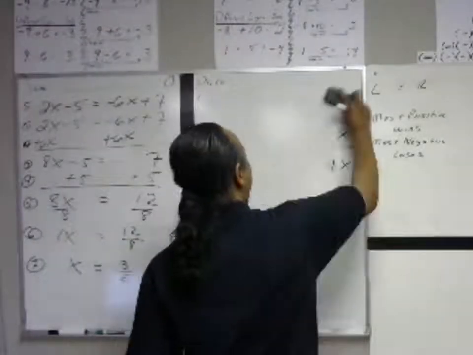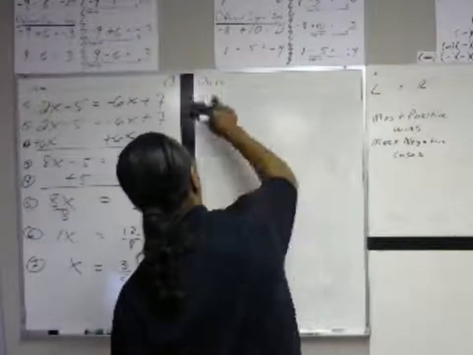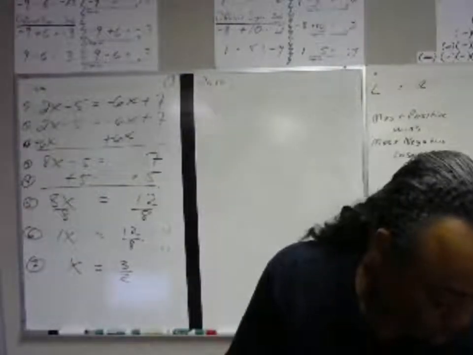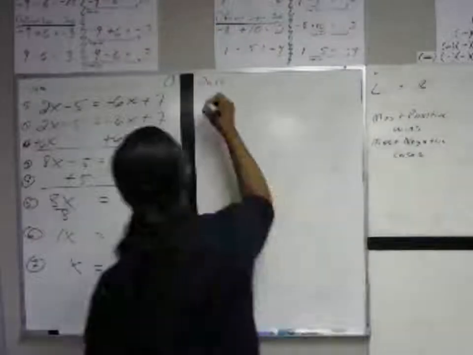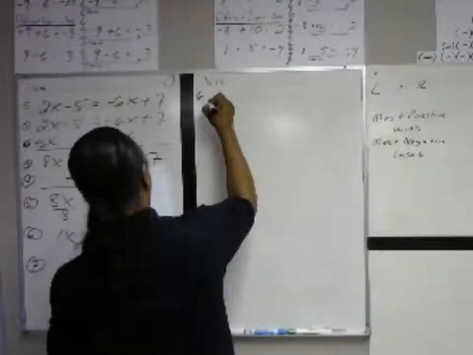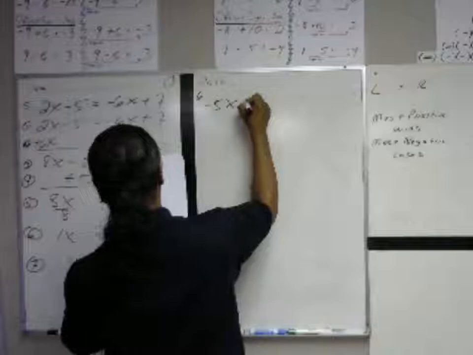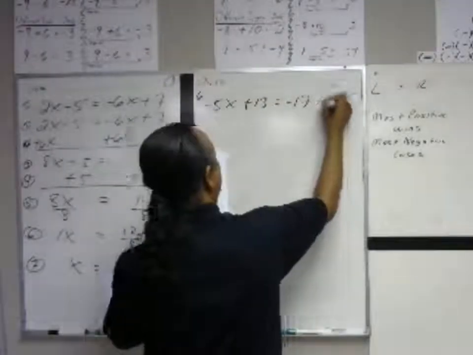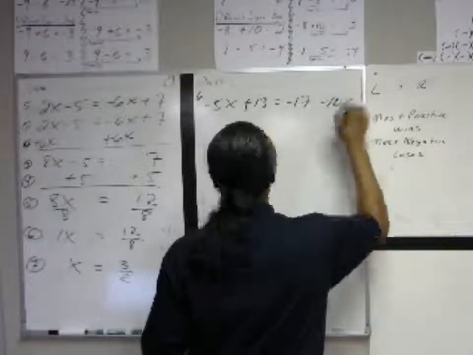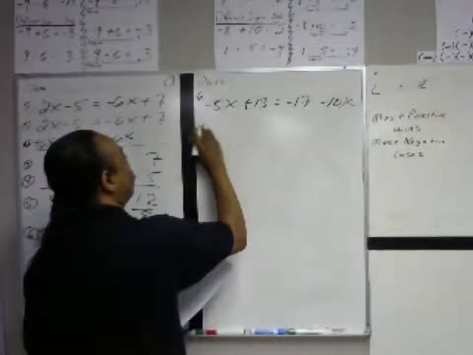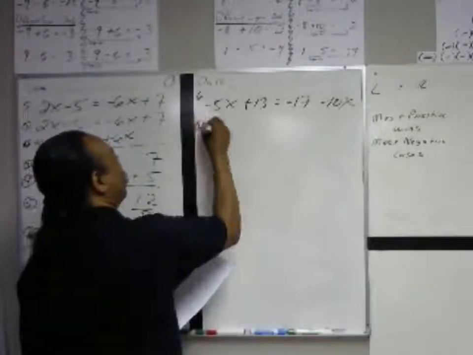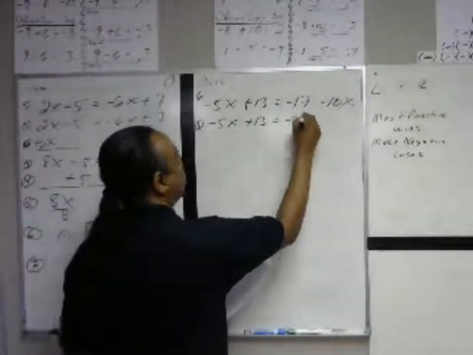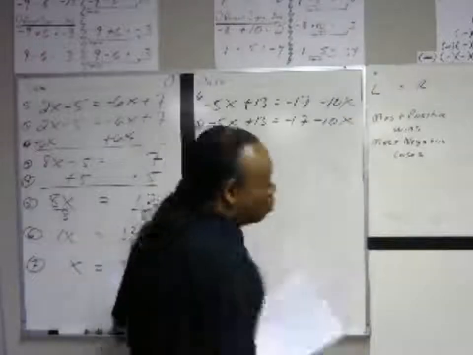The last problem is number 6. Number 6, we have a negative 5x plus 13 equals negative 17 minus 10x. So we're going to preserve the integrity of our original problem by writing negative 5x plus 13 equals negative 17 minus 10x again.